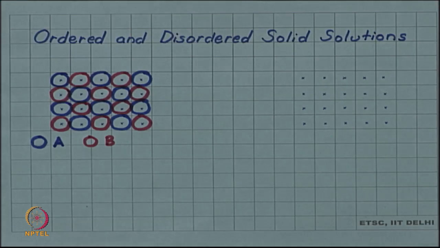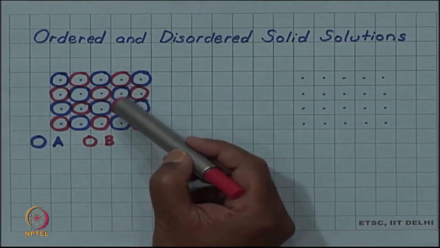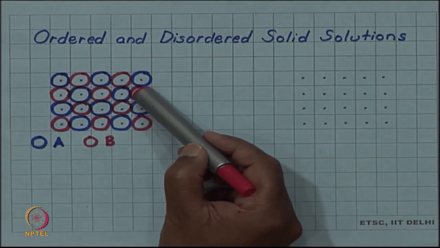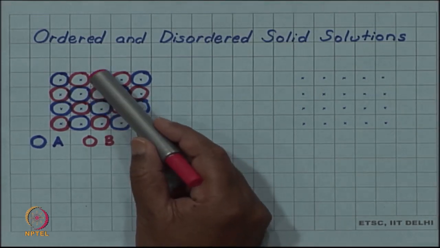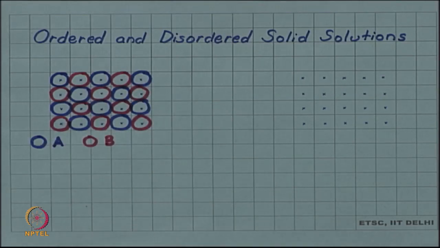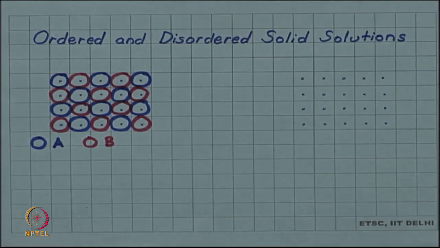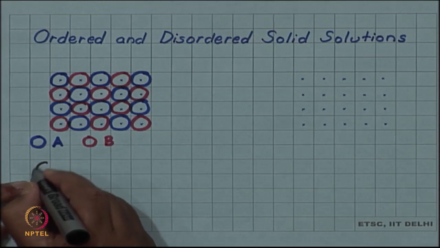So, you can see that A and B are occurring in a nice systematic fashion, and every A atom, the blue atom, is surrounded by 4 B atoms, and every B atom is surrounded by 4 A atoms. So, there is a nice regular arrangement of A and B. If a solid solution shows this kind of behavior, we will call such a solid solution an ordered solid solution.